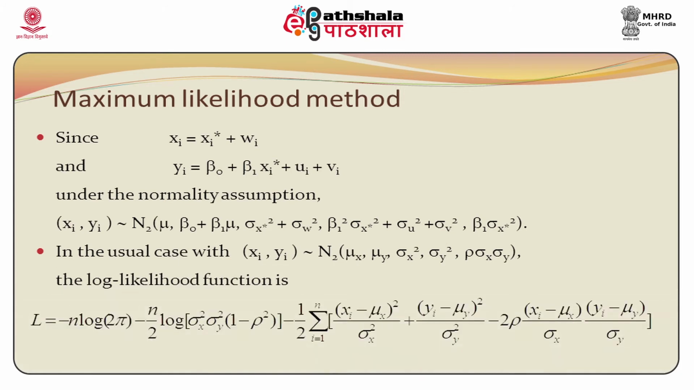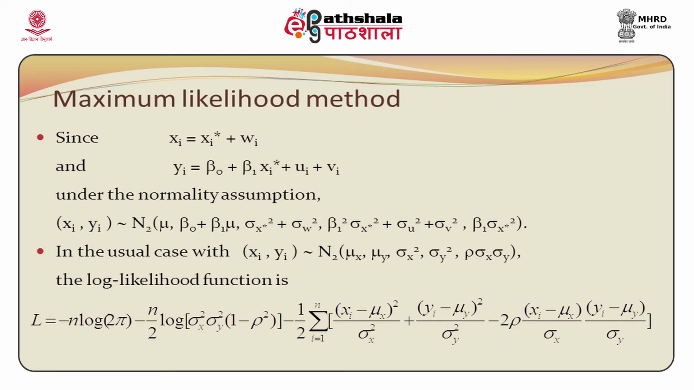Now, in the usual case, if we have (xi, yi) as a bivariate normal with mean mu x, mu y, sigma x square, sigma y square and rho, we can write the standard log likelihood as minus n log twice pi minus n by 2 log of sigma x square sigma y square (1 minus rho square) to the power of half minus half summation i equal to 1 to n [(xi minus mu x) by sigma x] whole square plus [(yi minus mu y) by sigma y] whole square minus twice rho (xi minus mu x) by sigma x into (yi minus mu y) by sigma y.